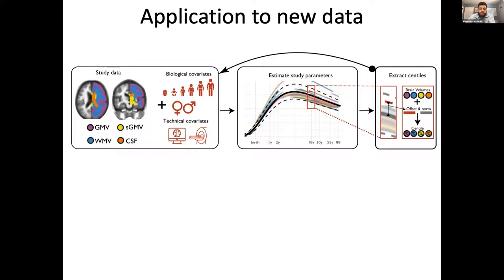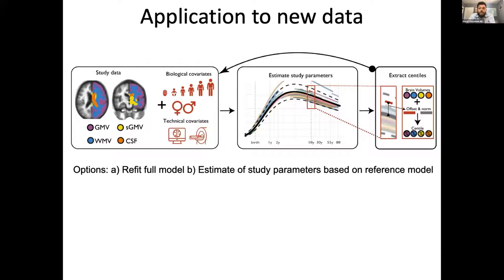Option A to do this is just to refit the model using the new data, but this has some serious drawbacks. First, just in terms of computational feasibility, it would require too many computational resources to be practical, especially as an open resource. Privacy restrictions are also likely to prevent the sharing of individual participant data in many cases where brain charts would otherwise be useful.